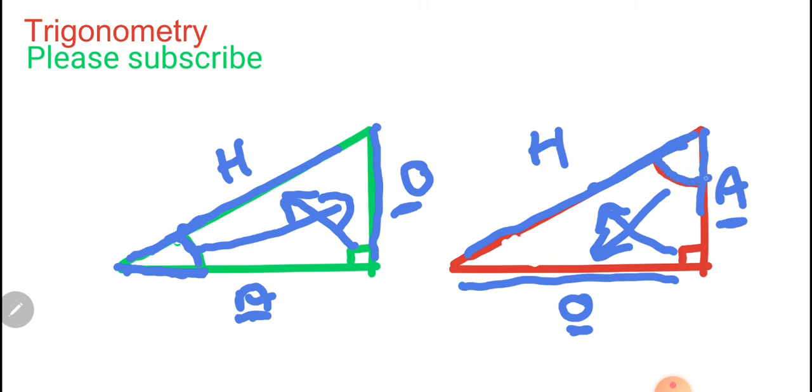So relative to this angle, this is the opposite. Relative to the angle, this is the adjacent. And then relative to this angle, this is the adjacent. And relative to that angle, this is the opposite.